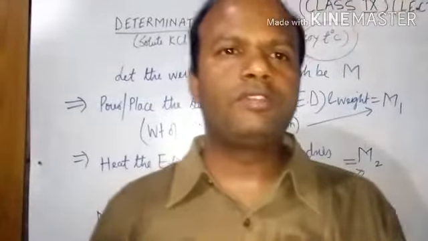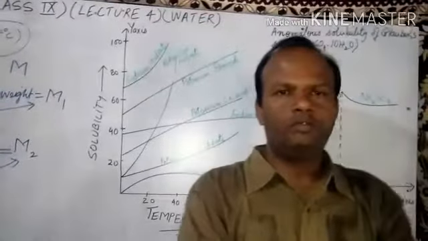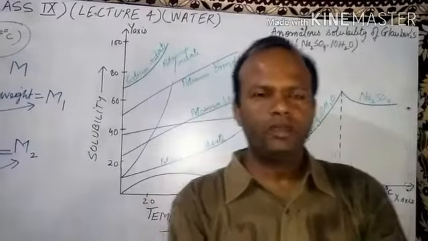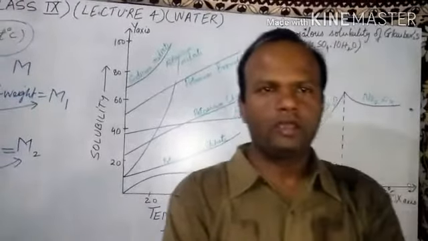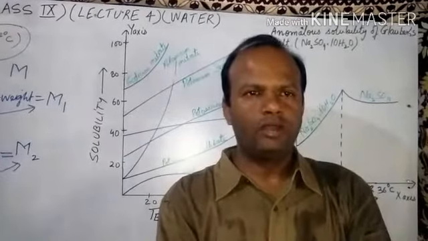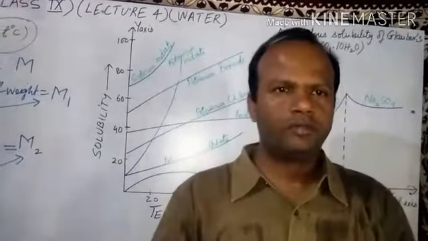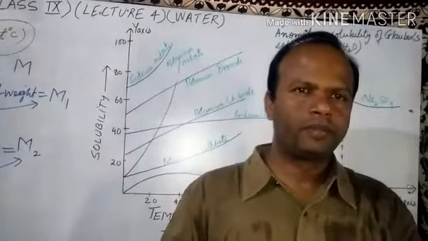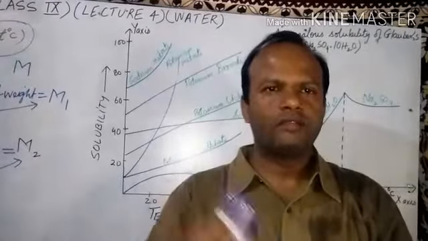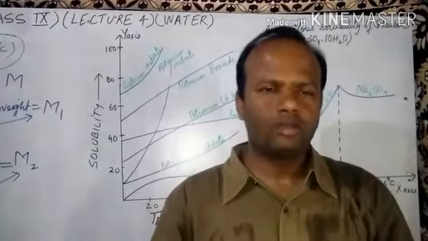Now we will study about solubility curves. So what is the solubility curve? When we plot a graph of the different solubilities in a particular solvent with respect to temperature, then the graph or the curve or the line which we get during the plotting along the x-axis and y-axis is known as the solubility curve.